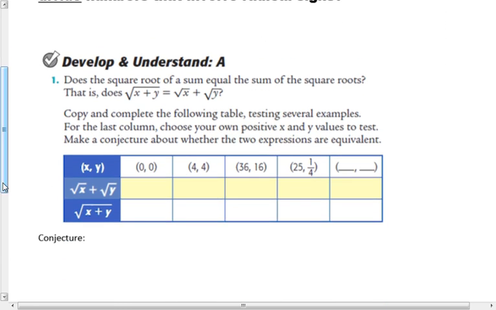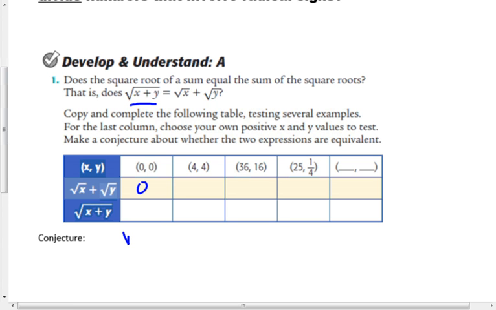In this one, we're trying to see if the square root of x plus y is equal to the square root of x plus the square root of y. To do that, we need a table here, and we're just going to test some examples and see what happens. So in this problem, we're going to do the square root of 0 plus the square root of 0. And if you think about that, that's 0 plus 0, which is 0.